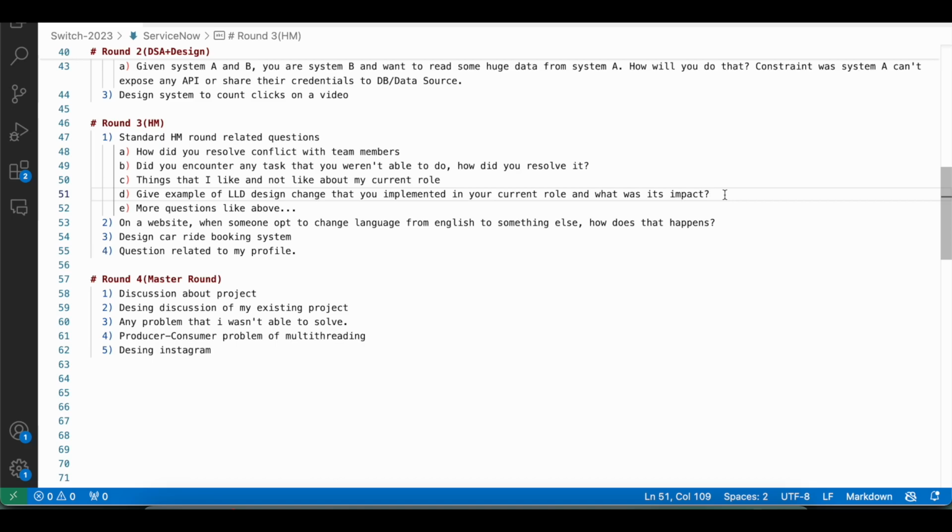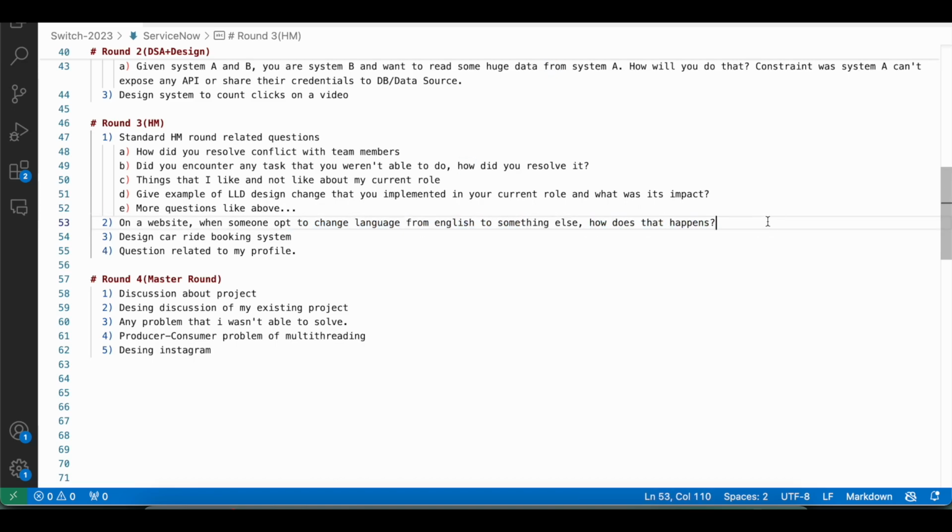If you are able to tell how you reduced the response time of that API from 100 milliseconds to 50 milliseconds, and what the money impact was, that adds more value to your answer. And there were more questions like these, more standard behavioral questions. Then the second round was about a website: when someone opts to change the language from English to something else, how does that happen?